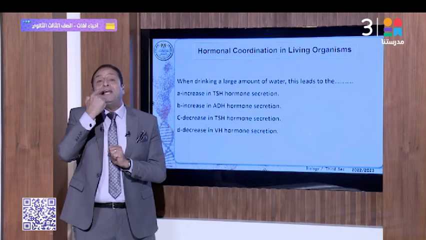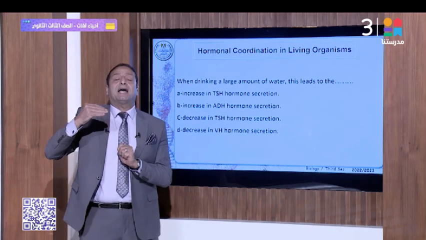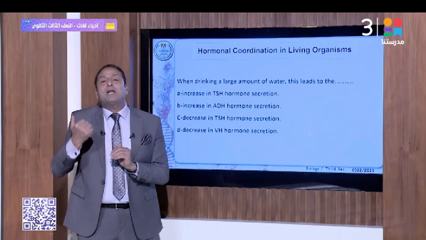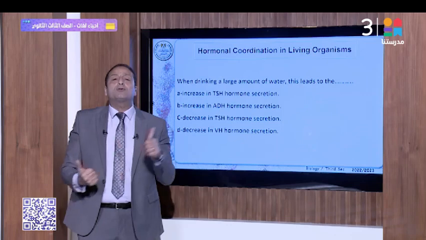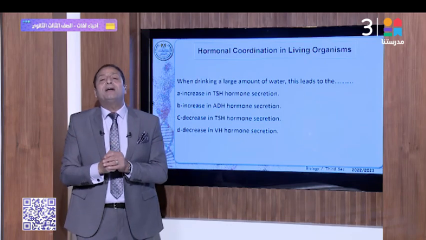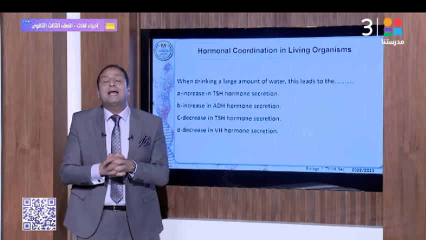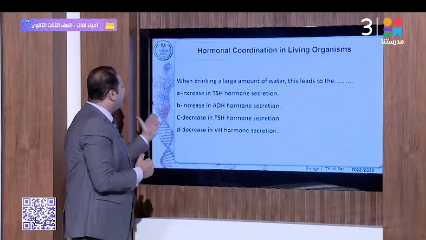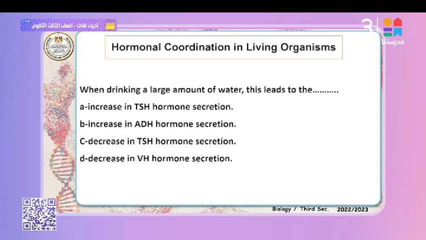These hormones play an important role in increasing the water in the blood. That means decreasing the osmolarity of the blood and increasing the osmolarity of the urine, by decreasing urine excretion and increasing blood pressure. So the best answer is D, decreasing ADH hormone secretion.